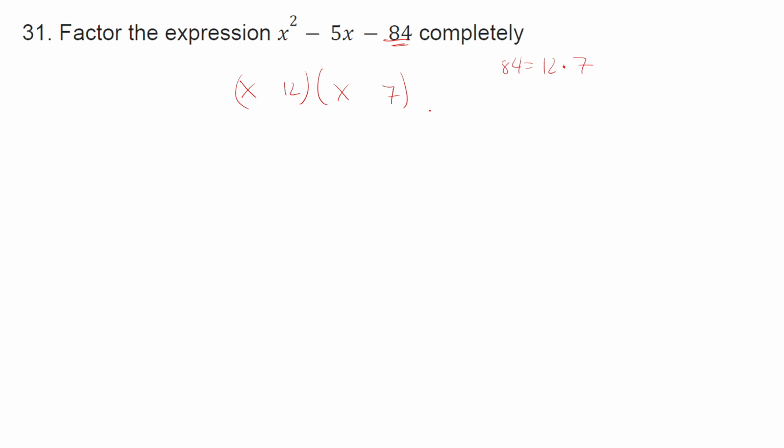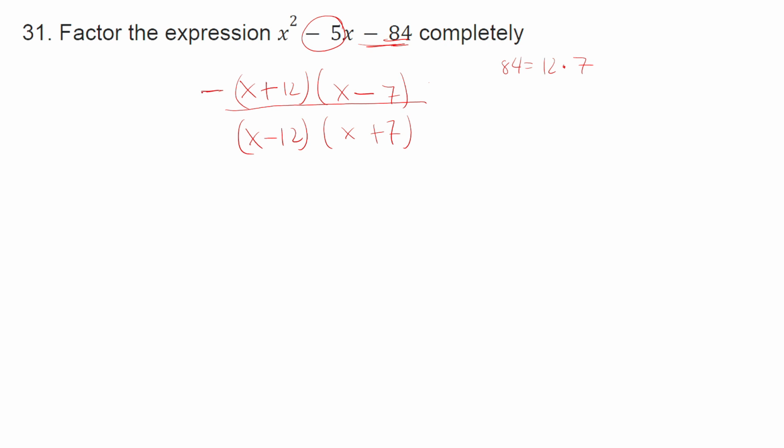So we have actually two options. It's either 12 is positive and 7 is negative, or 12 is negative and 7 is positive, because their product is negative, right? That's the only way. And then let's check which of these two would have a sum of negative 5.